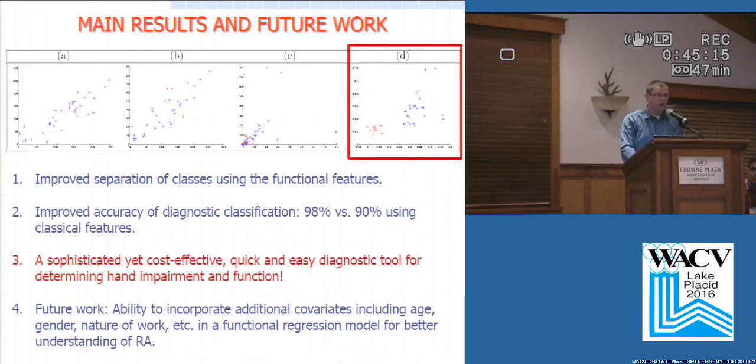So what have we accomplished? We essentially can show improved separation of the two groups. And we've developed a sophisticated and yet effective and quick and easy diagnostic tool for determining hand impairment and function. The improvement in classification is also given, and we've run multiple tests, and many more results are shown in the paper. In the future, we would like to study this disease in much more detail, so develop functional regression models where we can include covariates and do many more things. This paper was mainly about the diagnosis or classification.